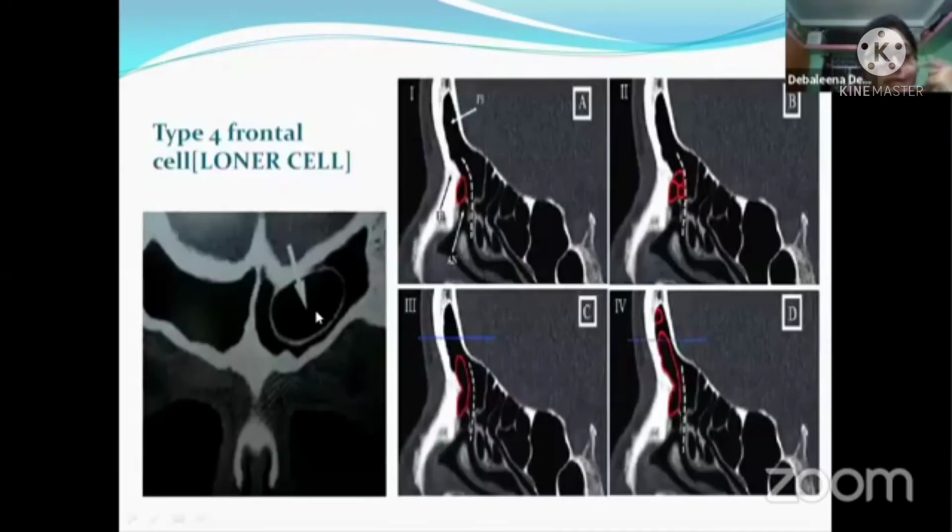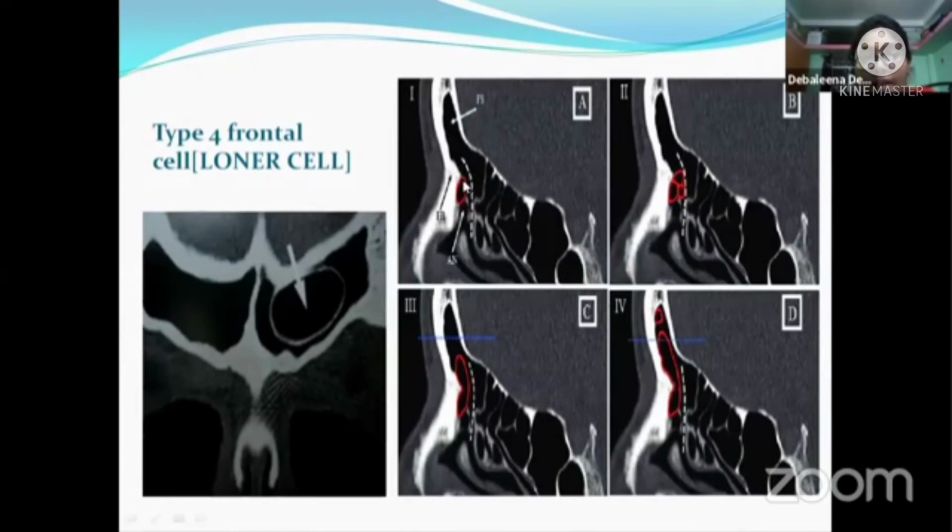So now this is the type 4 frontal cell in coronal section. Type 4 is when we have a cell above the agger nasi which has occupied more than 50% of the frontal sinus, or a single cell lying within the frontal sinus known as a loner cell. So in the sagittal section, this is further very clear.